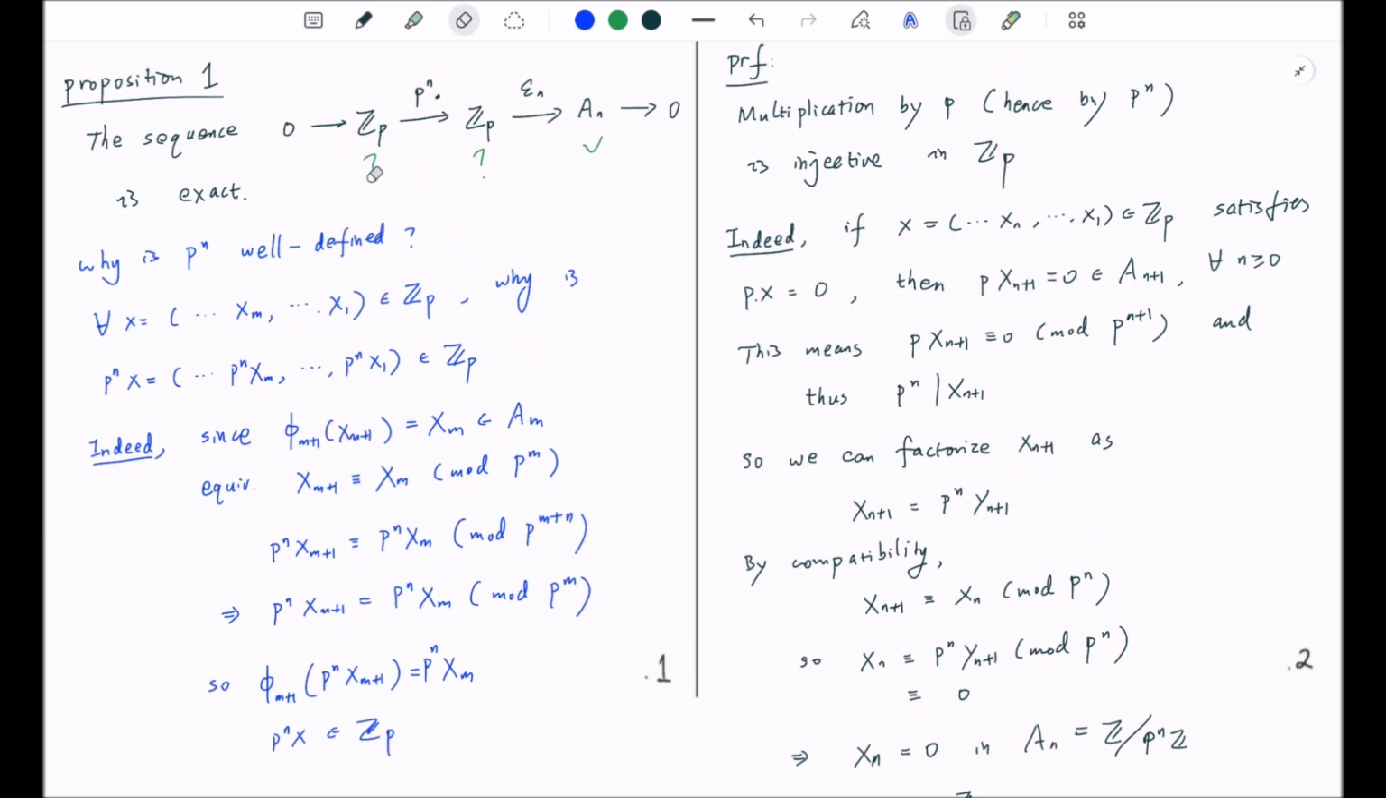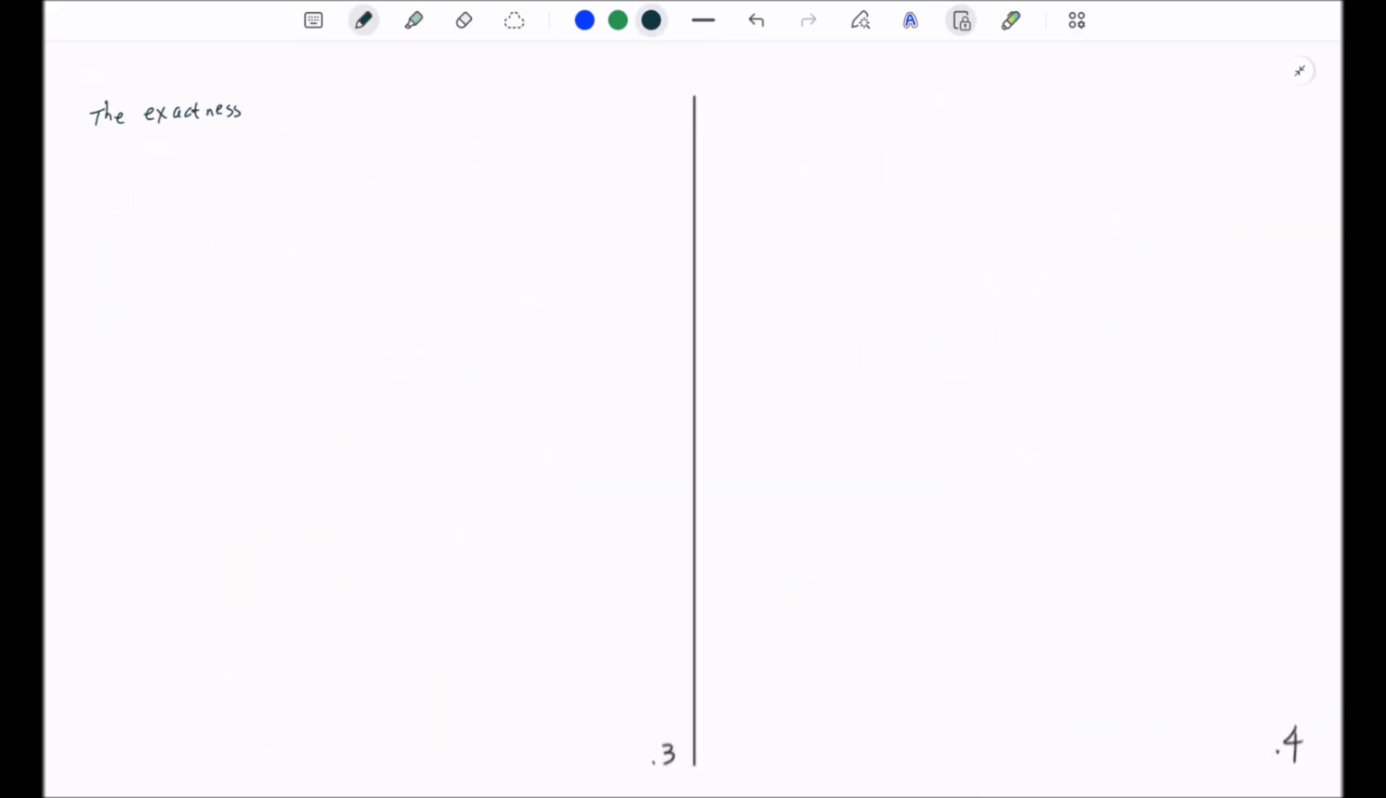So this verifies the exactness at this position, because multiplication by p^n is injective. Now let's check the exactness here. This time, we're going to verify that the image of the multiplication by p^n is the same as the kernel of the projection onto the nth component.